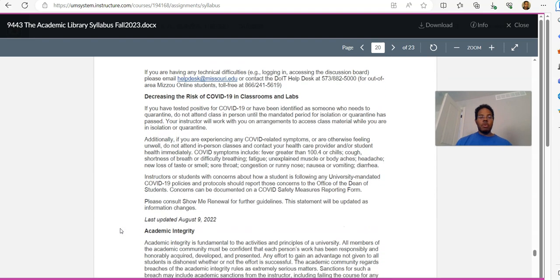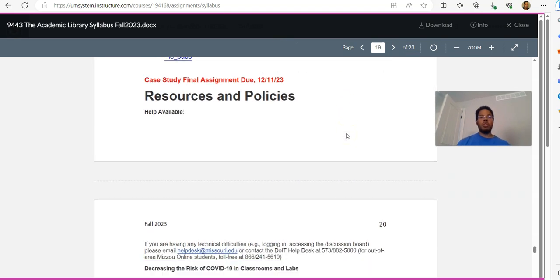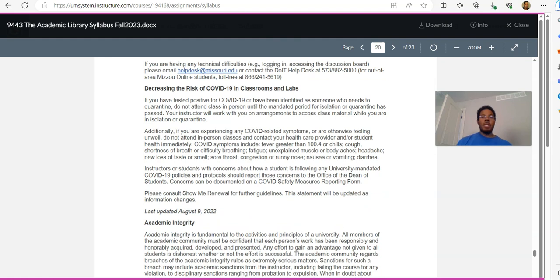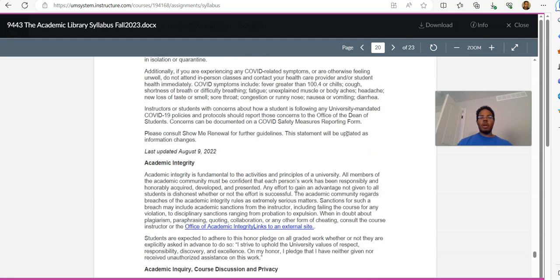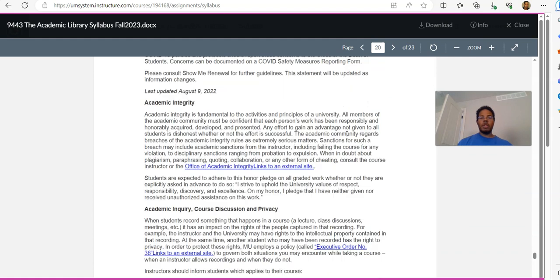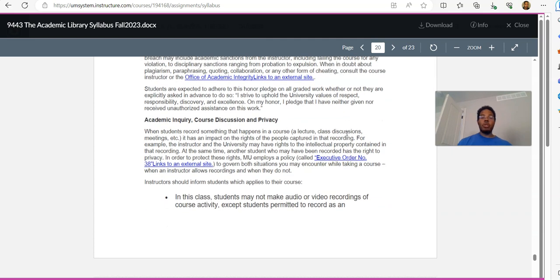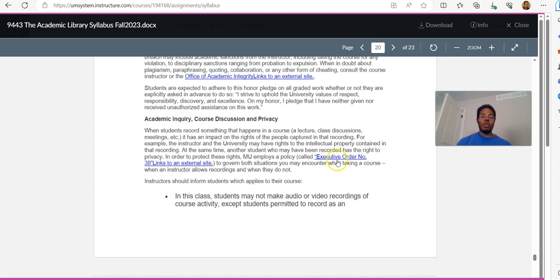So we'll go through these things very quickly because this is sort of boilerplate that you'll find in pretty much any syllabus. Decreasing the risk of COVID-19. This is an online class, and you should have minimal physical face-to-face contact with your classmates in this class. So I really don't anticipate this being too big of a deal. Academic integrity: don't cheat. If you cheat and I catch you, you'll fail the class and you will be reported to higher authorities.